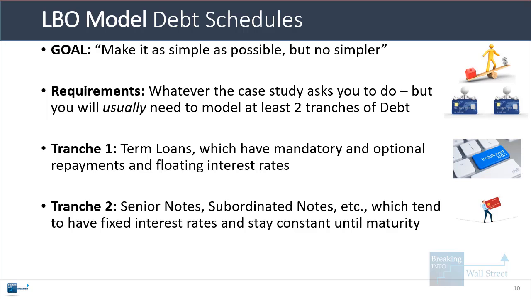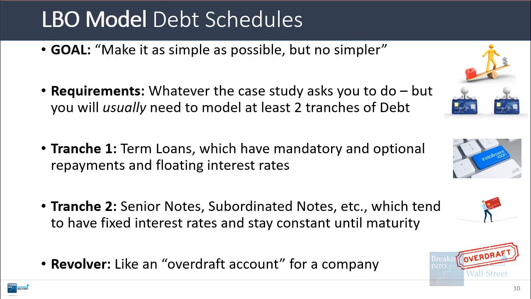And then for the second tranche, you might have senior notes, subordinated notes, mezzanine, anything that has a fixed interest rate and that has a principal, a balance that stays constant until it matures and needs to be paid back. You might also have a revolver, which is sort of like an overdraft account for a company. If a company runs into cash flow issues because they need to make a mandatory repayment on a term loan, but they don't have enough cash to do it, they can borrow extra. They can draw on the revolver and make some temporary borrowing to afford that payment.